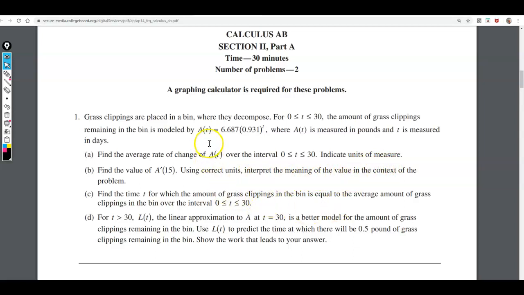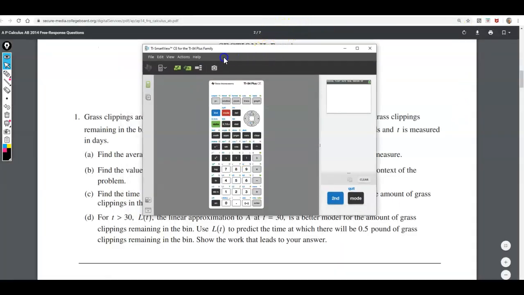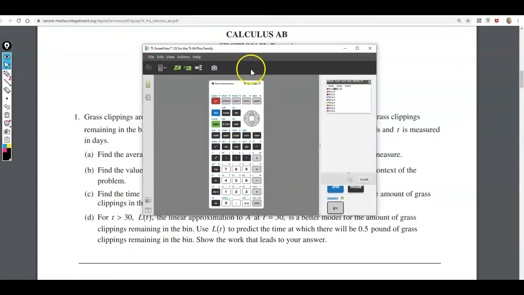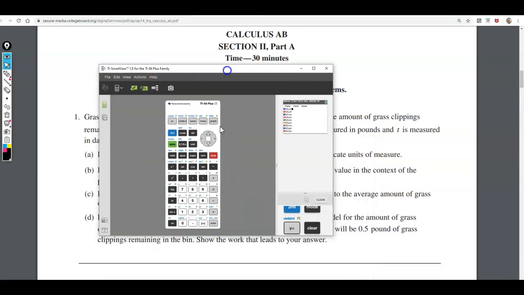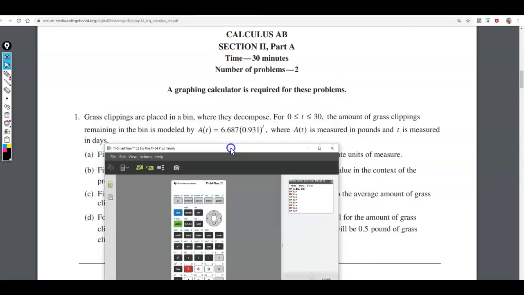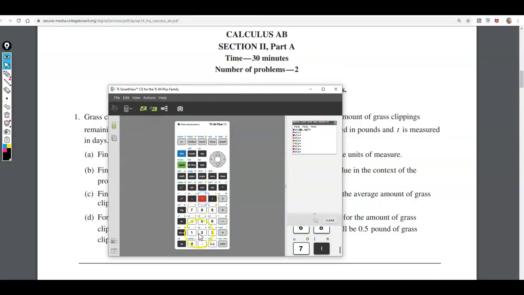Now the first thing we're going to have to do is punch this formula into our graphing calculator. Let's go ahead and do that. Here is the software that I sent to you guys earlier last week. I'm going to push y equals and type in the function there. We have 6.687, and then it's 0.931 to the t power.